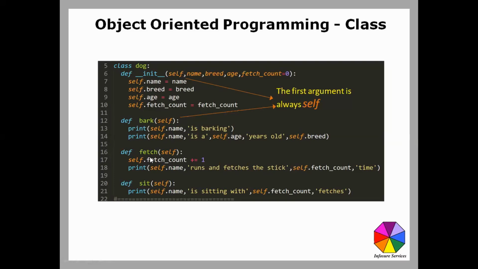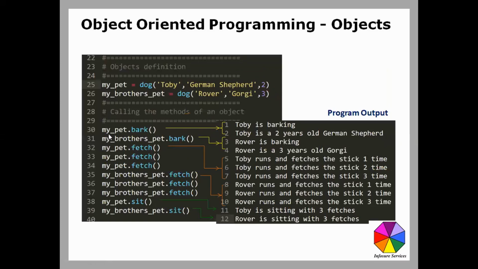My dog is the object. So my dog is equal to Dog, parenthesis, comma, parenthesis, right? My pet. Now you have my pet, which is a specific pet, Toby. My brother's pet is another pet. Both are the Dog class, so these are two objects.